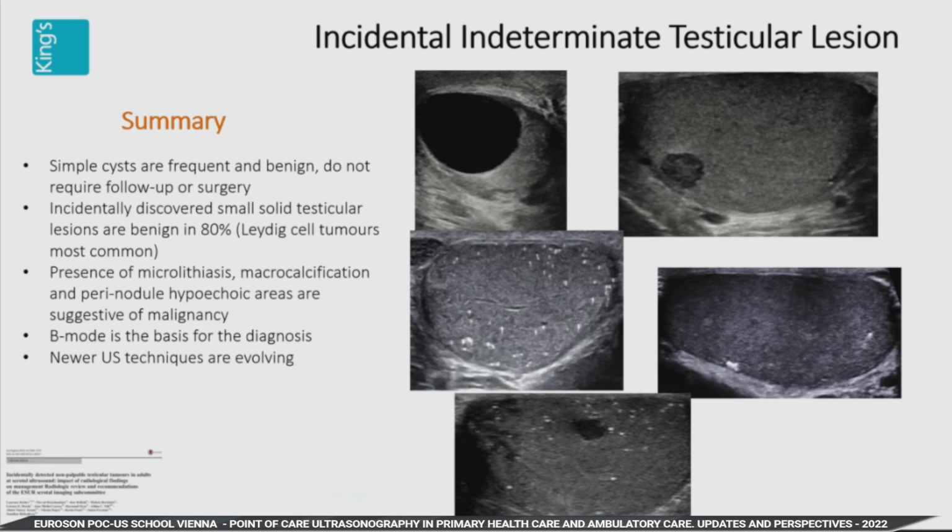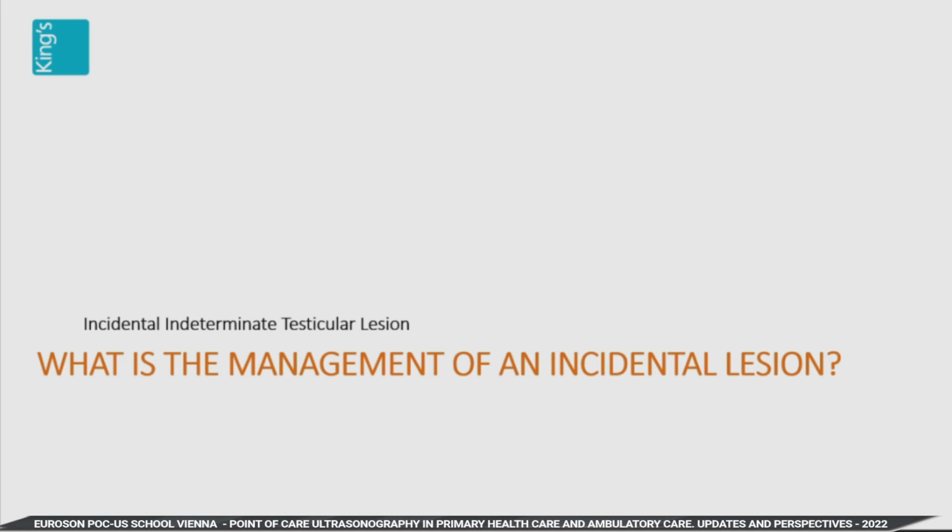So benign incidental lesions we can put to one side. The simple cysts are frequent, benign, and do not require follow-up or surgery. Solid tumors, we need to look at more. 80% are benign, probably Leydig cell tumors. If you've got microvascularity or macrocalcification, you've got to be worried about an underlying malignancy developing. And if you've got a complex cystic abnormality, you need to look into that more. But it's those newer techniques that are coming through that you need to know about, and you need to be able to use to make sure you come to a conclusion for that incidental lesion.